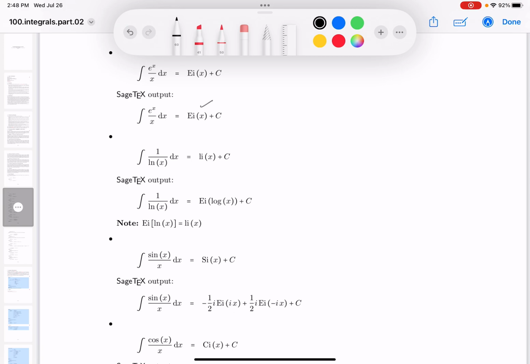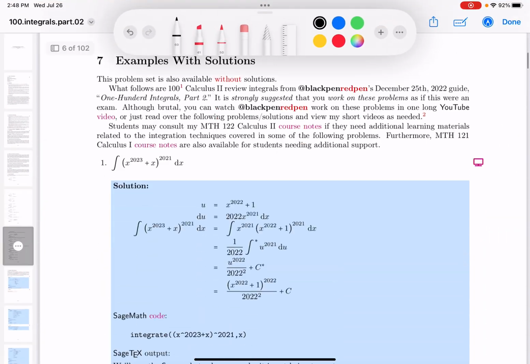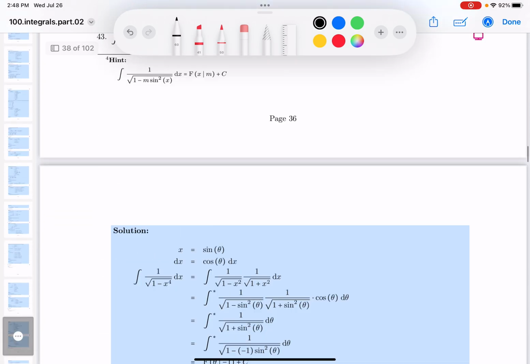All right, so if you differentiate that, what do you get? e to the x over x. All right, let's go back to that problem. Man, this document's long.